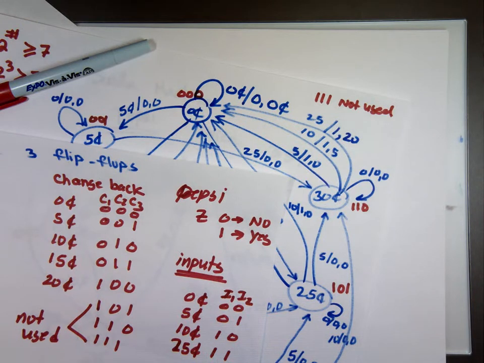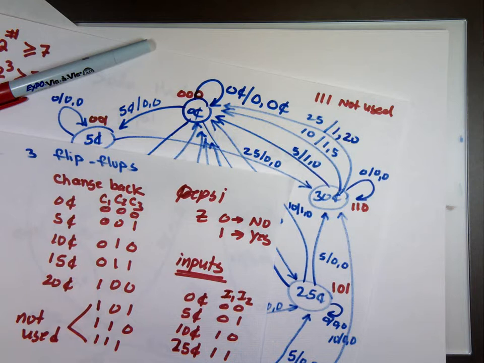And the last one is 1, 1, 0. Is it 1, 1, 0? That's the 30 cents. If you put no money in it, you stay 1, 1, 0, nothing. 30 cents, you put 5 cents, you go reset, no change back, and candy. 30, you put 10 cents, you reset, and you get what, 5 cents back? And you get a candy.